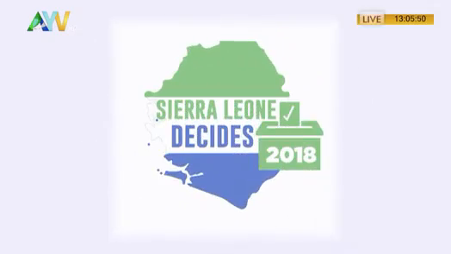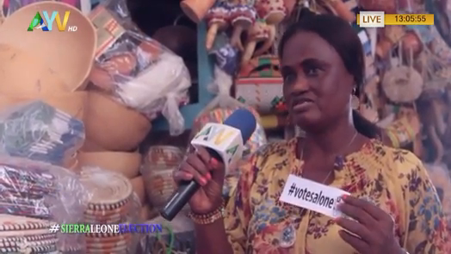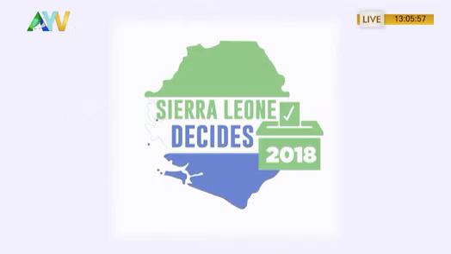I want peace for this election. That's paramount. Without peace, we all go wrong. Two, we want a free, fair, credible election. Salone must unite so that we all will be one Sierra Leoneans. So dear, I beg this election. We want a peaceful election. We want a free and fair election.